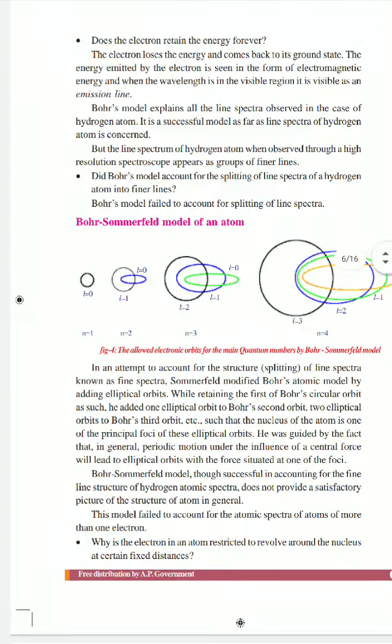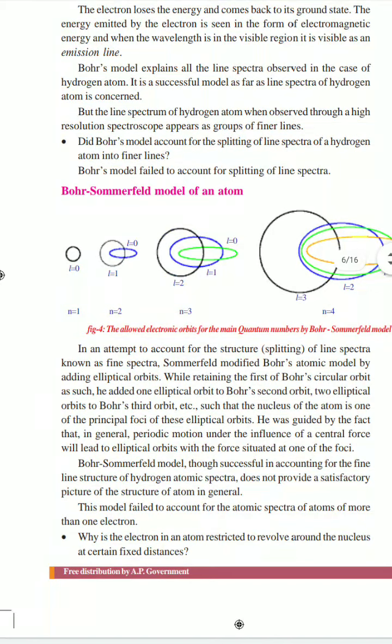He was guided by the fact that, in general, periodic motion under the influence of a central force leads to elliptical orbits with the force situated at one of the foci. Foci means nothing but the focal point. From the focal point, whenever we have the first one as the circular orbit, after some time, by having periodic motion under the influence of central forces, it leads to elliptical orbits.